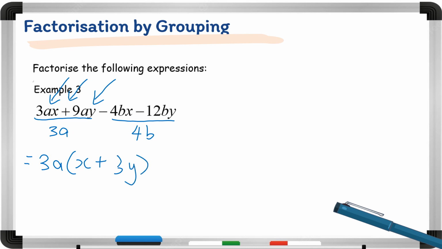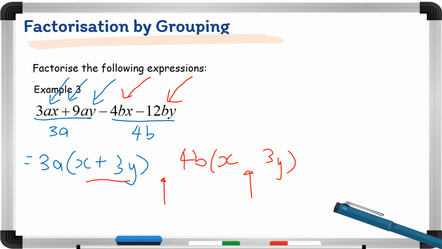For the next two terms, do not worry about the sign yet. So just simply do 4bx divided by 4b, we'll have x. 12by divided by 4b, we will have 3y. So what sign should I put here and here? One easy way is to look at the first bracket. For the first bracket, it is x plus 3y. So this bracket must also be x plus 3y.